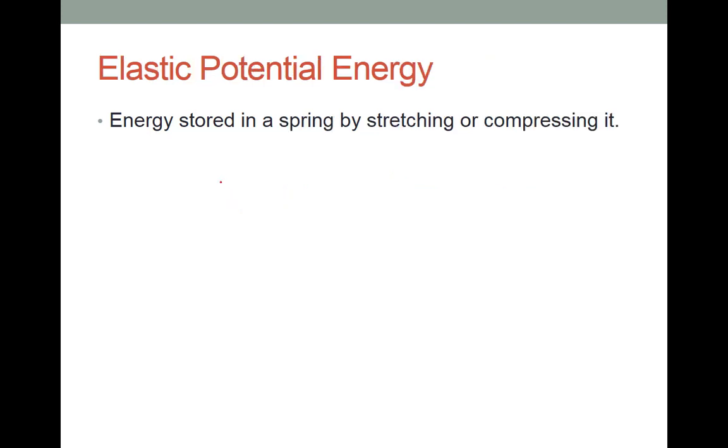And lastly, we have elastic potential energy. And this is energy that's stored in a spring by either stretching or compressing it. So EPE, elastic potential energy, is given by 1/2 kx squared. Okay, couple things we need to define here. K is known as the spring constant.